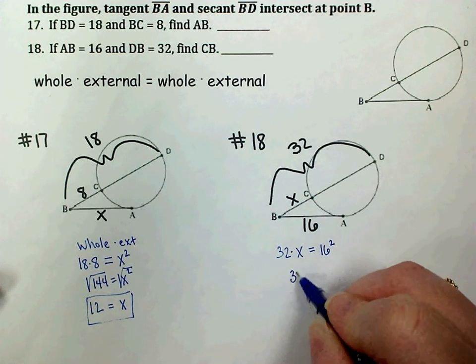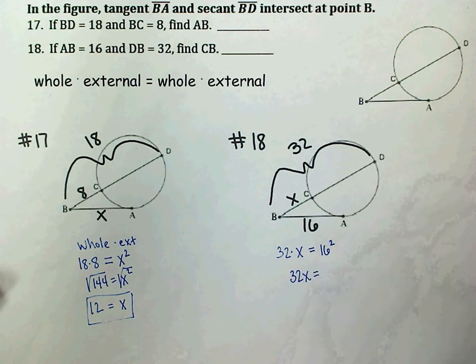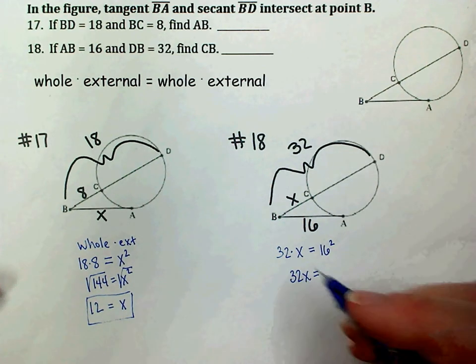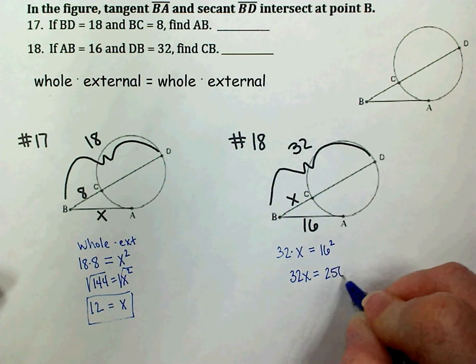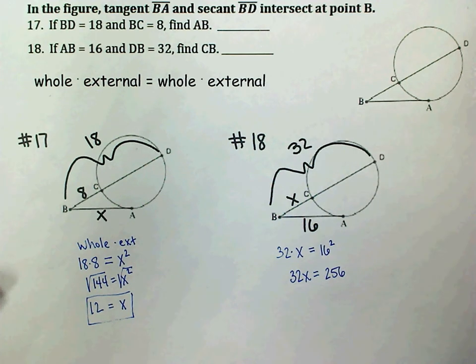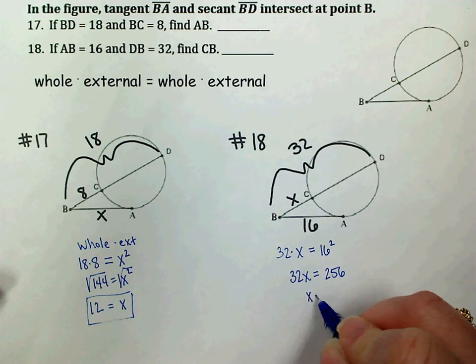So we get 32x on the left side, and when we square the 16, we get 256, and when we divide both sides by the 32, we get x equals 8.